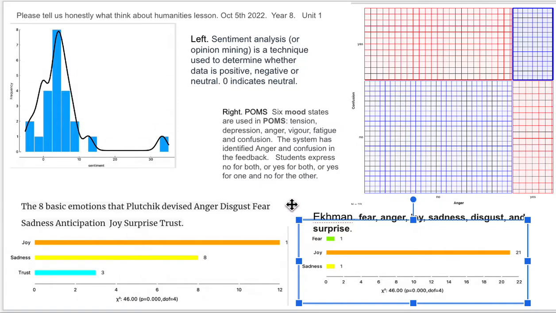In the next video, we're going to look at POMS, which looks at the range of emotional states that students might be experiencing in your lesson, given the text that they have created for you.